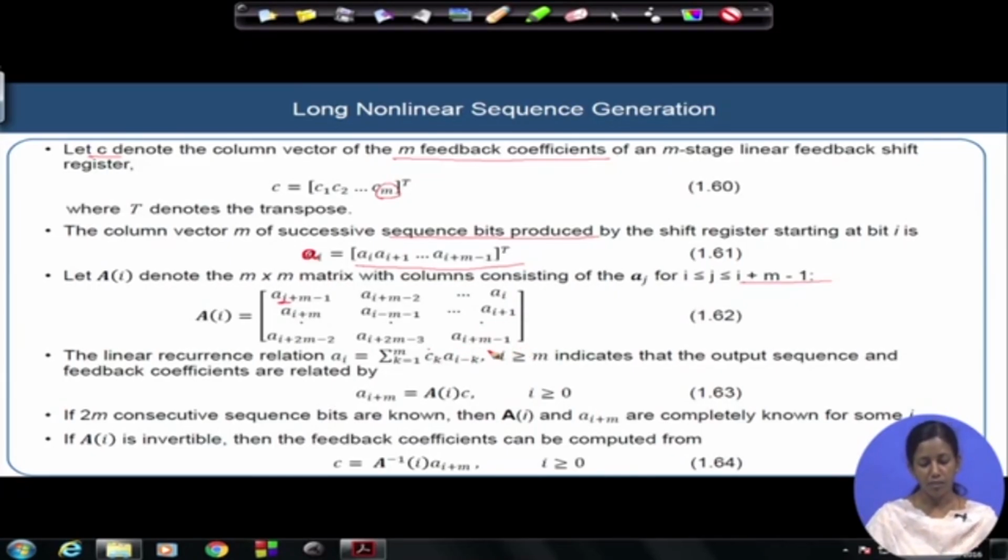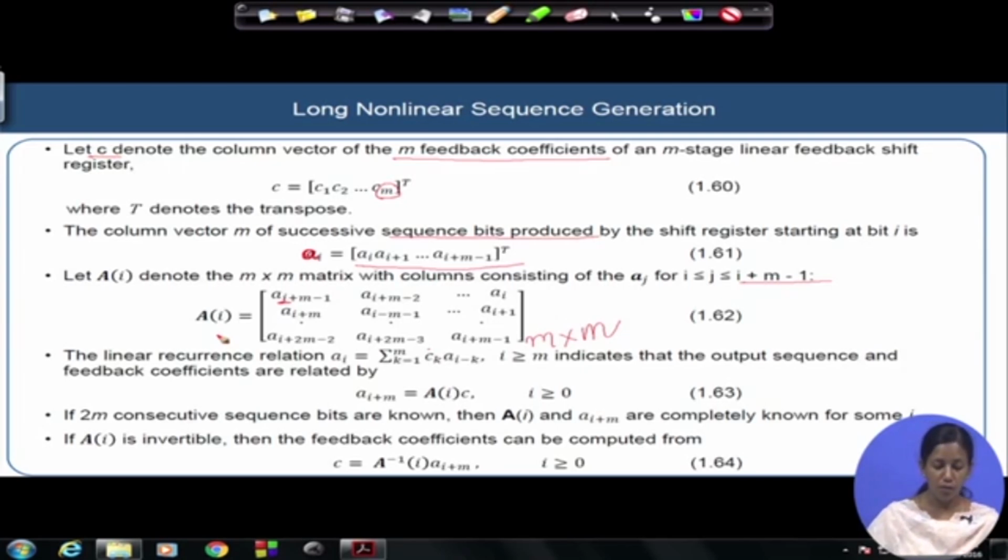And you can see the sequence is something like the inverse of this, starting with the first having the value a_{i+m-1}, and finally the last value being a_i, and hence the corresponding column values are coming up. So, fundamentally it is generating an m cross m matrix, and A_i denotes that matrix.